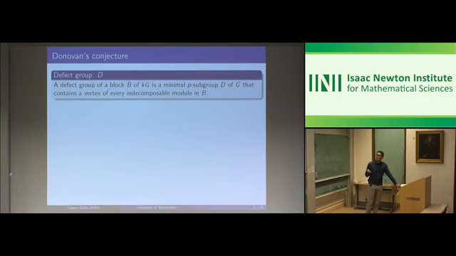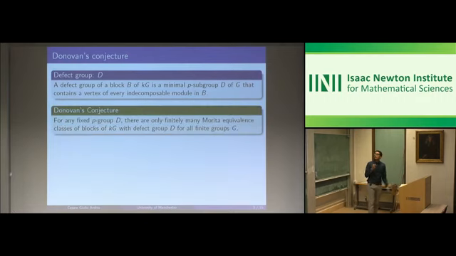And there is a conjecture, Donovan's conjecture, which says that if you fix a p-group D, then you have only finitely many Morita equivalence classes of blocks with this defect group occurring among the class of all finite groups. And this is still open for many classes of groups, but it has been proved for a few cases. I'm not going to mention them all. I'm just going to mention the ones that are relevant in some way.